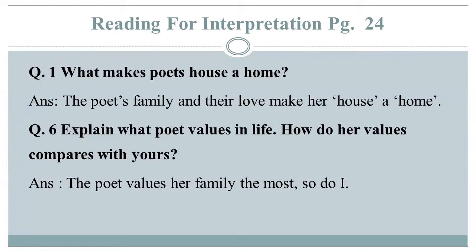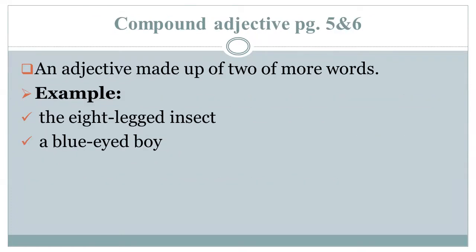We have also learned some grammar concepts in our Oxford Progressive English. First is compound adjective at page number 5 and 6. Also know that an adjective is a word that describes a noun. And what is a compound adjective? It is an adjective that is made up of 2 or more words. Let us look at examples.